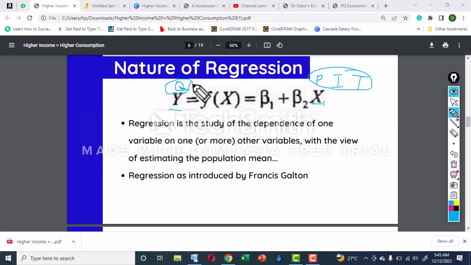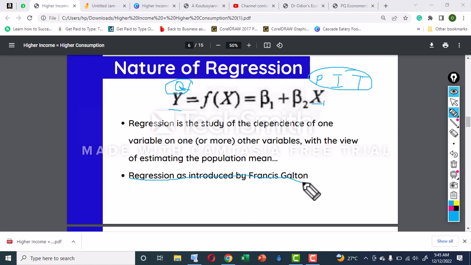So in a regression, that is what we want to do. We want to study the dependence of this Q or Y on all the explanatory variables, either one or more. We want to see the relationship between them. While doing this, we use the sample regression function and population regression function, which I'll explain very soon in a future video. Now, one of the founders of this regression model, Francis Galton, studied regression.